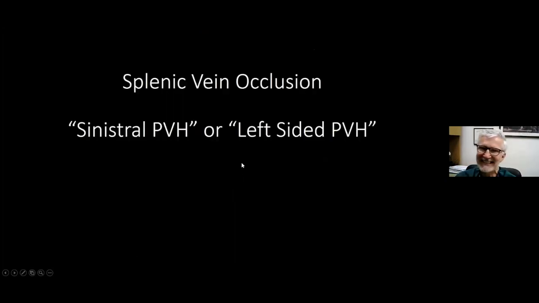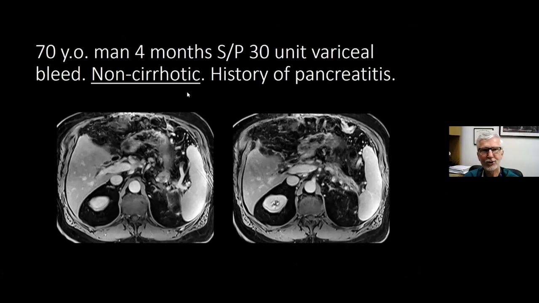Let's talk about sinistral portal venous hypertension, or left-sided portal hypertension. This is a patient where the entire portal system is open, but the splenic vein is occluded. This was a 70-year-old man. He had a 30-unit variceal bleed. He's non-cirrhotic, and he has a history of pancreatitis with occlusion of his splenic vein only.